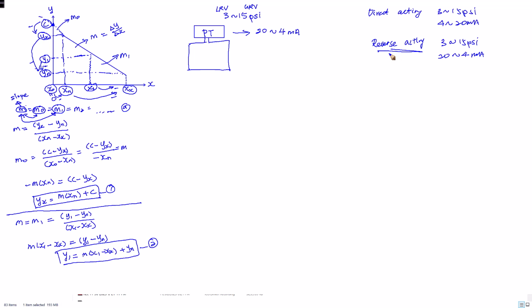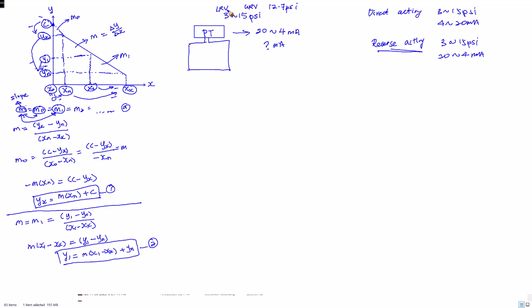The equation that we use is the reverse acting linear equation. So let's say the instrument that measures the process pressure inside the tank reads a value of maybe 12.7 psi. What is the corresponding milliamp signal here? We can substitute the x with the corresponding value here.